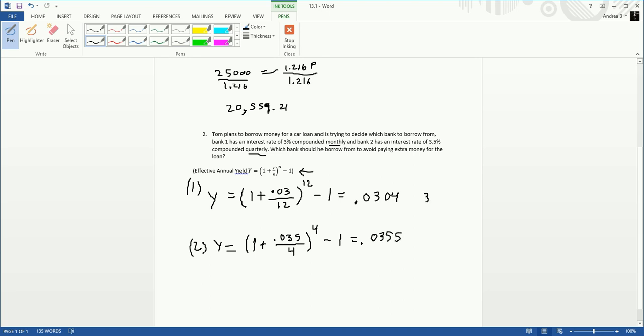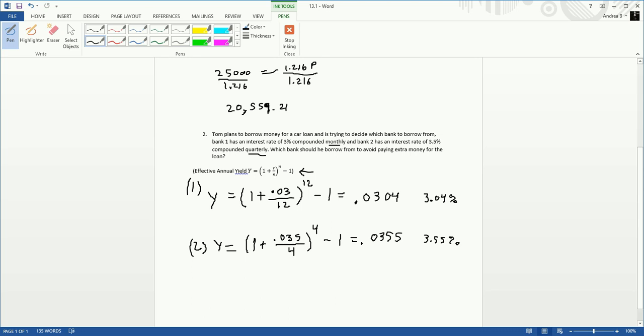And you could also think of these in terms of percentages. This first one would be about 3.04%. Because remember, you move that decimal point over 2 places to change it to a percent. And this other one would be 3.55%. So quite a bit of difference there.